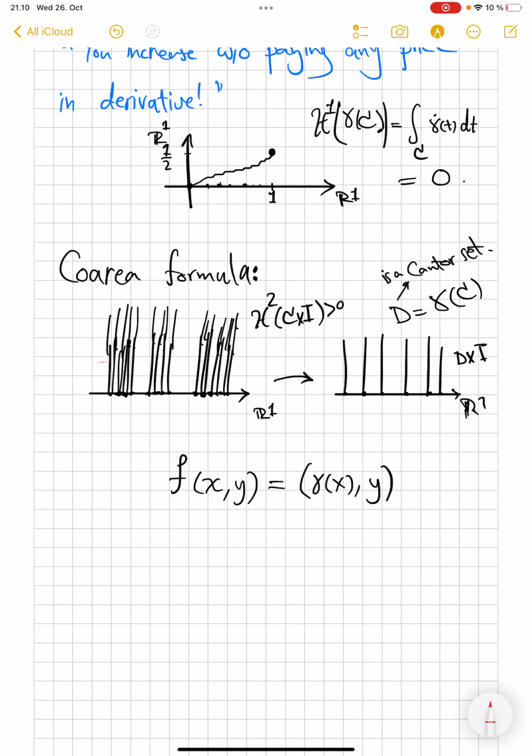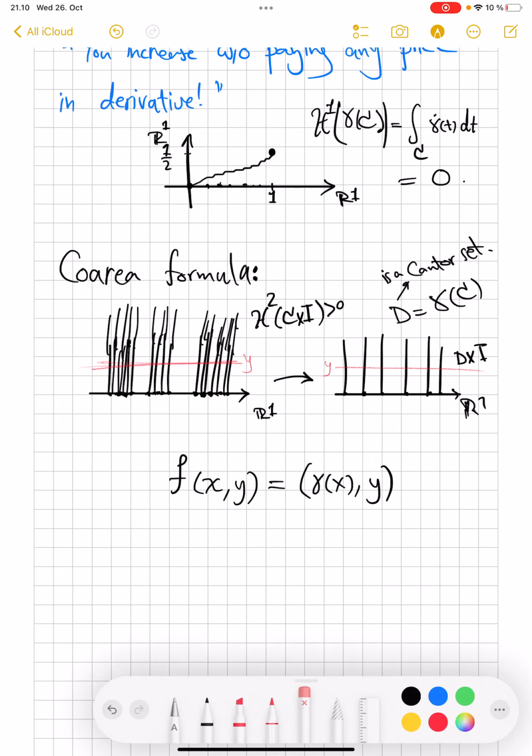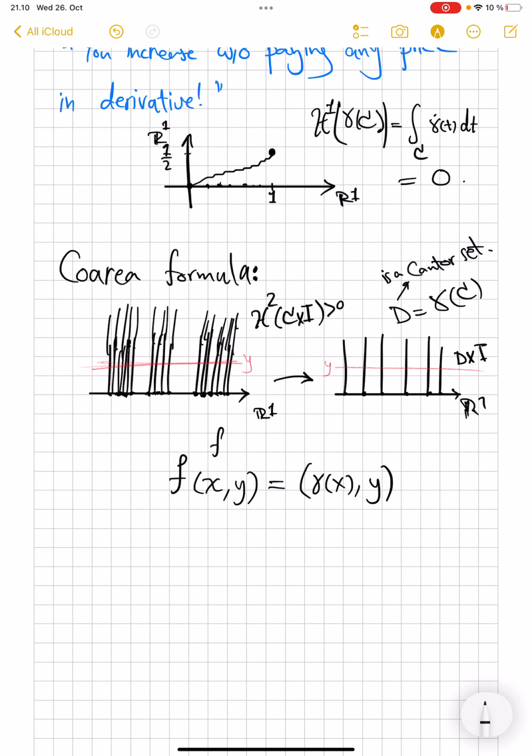So a line like this, everything on this line maps to the line at the same height. So if y is fixed, that's what the picture is showing, but the x is mapped by this function gamma. Okay, and f now is a function from this subspace of R2 into this other space with whatever Hausdorff measure it has.